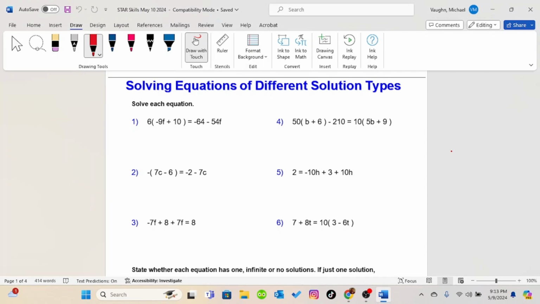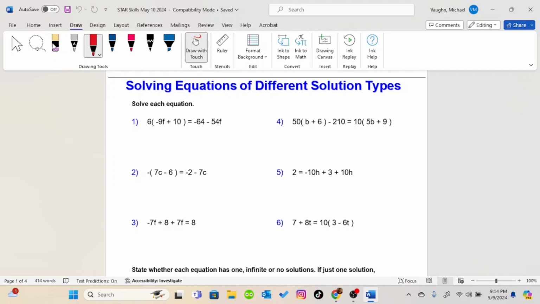Today we'll be working on some skills for the STAR test that will be June 3rd. On this first page, we're going to solve equations of different solution types. They are all one variable linear equations. So on the top half, it says to solve each equation.